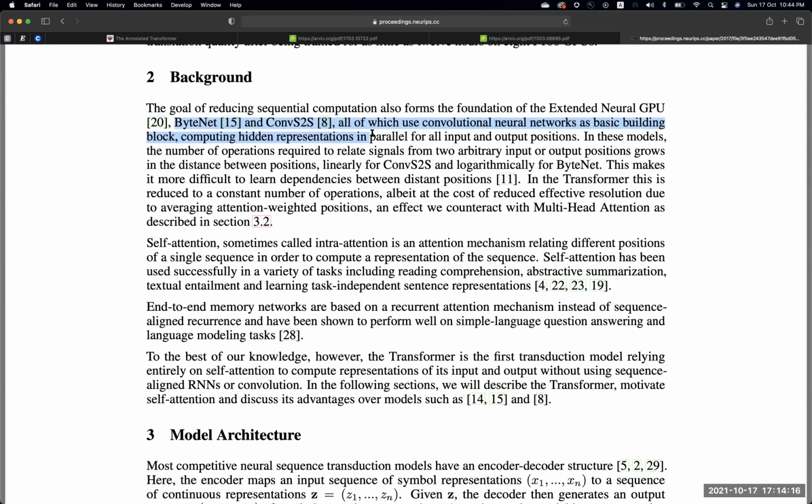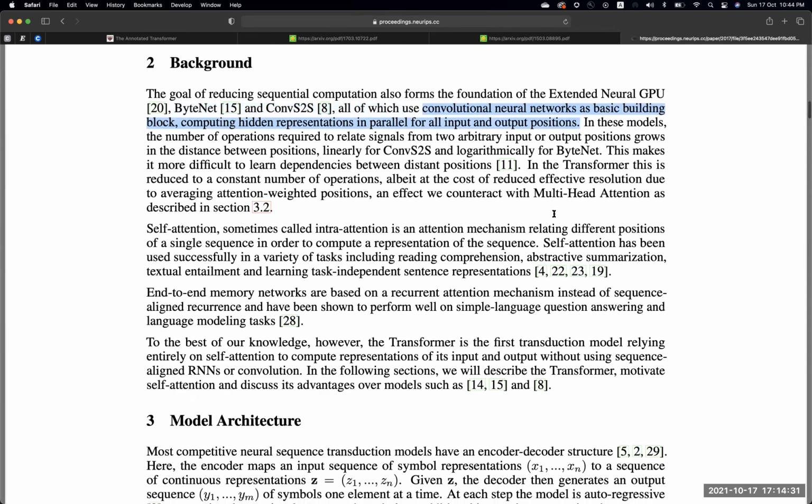In this, as you can see, it's mentioned that they use convolutional neural networks as a building block, computing hidden representations in parallel for all inputs. Like you mentioned right now, convolutional neural networks can work in parallel. So this was one of the speedups that they tried to achieve.